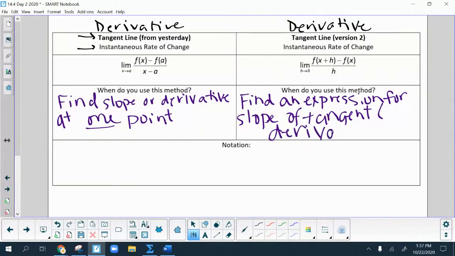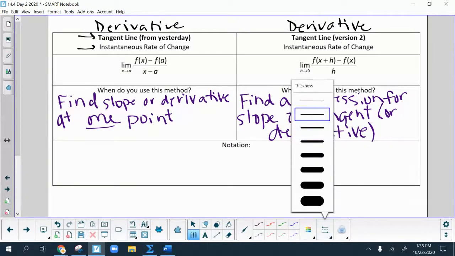So basically, if you aren't given a point or aren't told a specific value, then you would use the formula on the right. On the left, you're given an exact number for x that you're trying to work with. On the right, you want an expression, or you aren't given an x to work with.